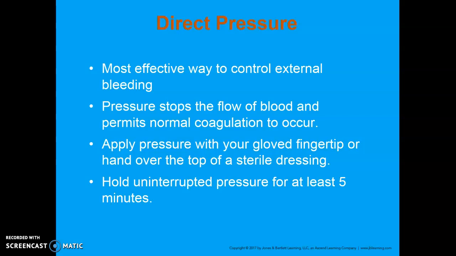For direct pressure, this is the most effective way to control external bleeding. Most of the time, your bleeding will start with direct pressure. It stops the flow of blood so that normal coagulation patterns can occur. So you want to apply pressure with your gloved fingertip and hand, but you're going to use a sterile dressing to actually press onto the wound.